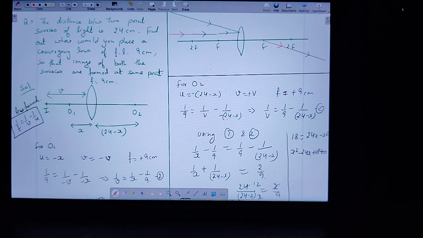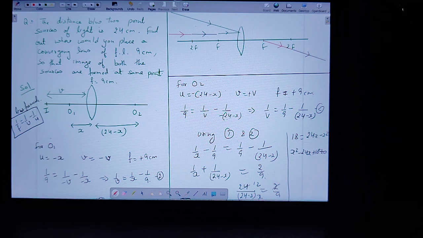Ma'am, can you also consider that O2 is between focus and optical center? Yes, beta, but in that case the way I solved will not be applicable, no? Because according to the calculation I have done, I have taken O1 to be between the optical center and F. That's why I've taken the image formed on the side of O1. You can of course take O2 as a virtual object kept between focus and optical center, but in that case your image will be formed on the side of O2.